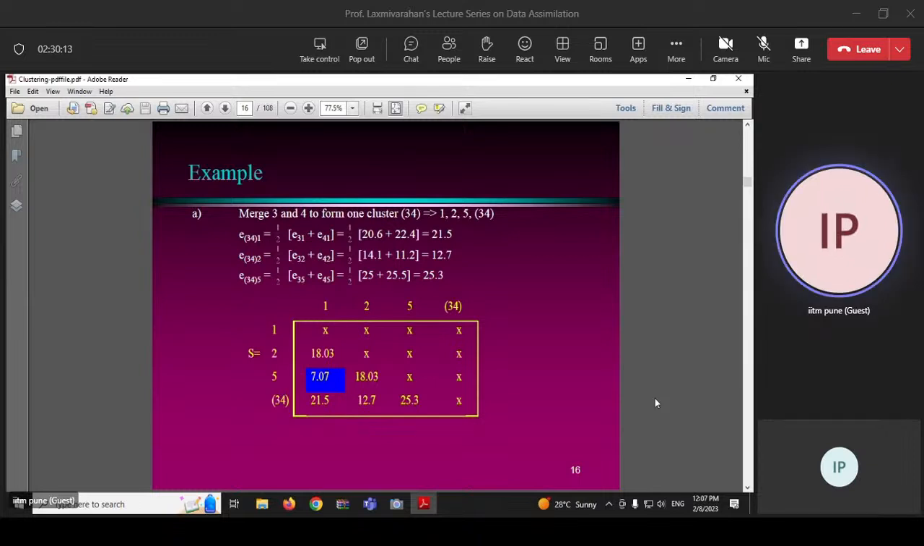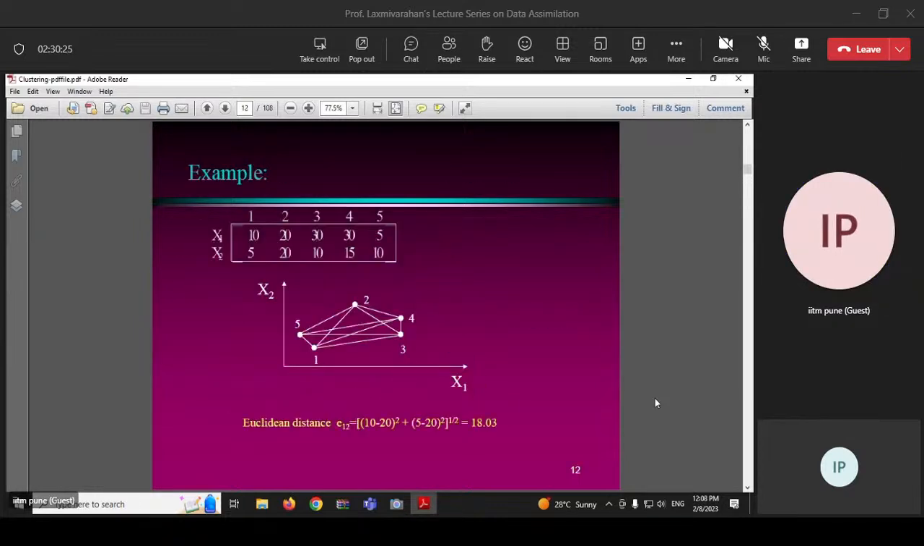Now, I have to pick something which is minimum here. Which is the minimum? 7.07. 1 and 5. 1 and 5 are similar. Let's go back. First, I looked and 3 and 4 are similar. Then we thought 1 and 5 are similar. My algorithm is consistent with my intuition.